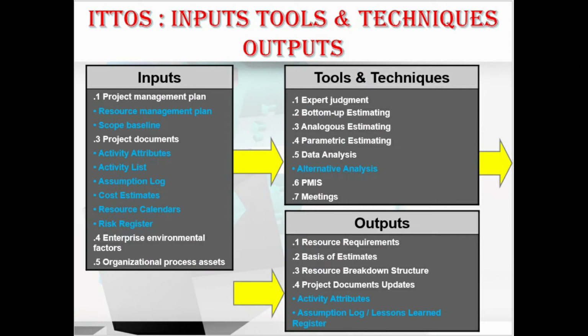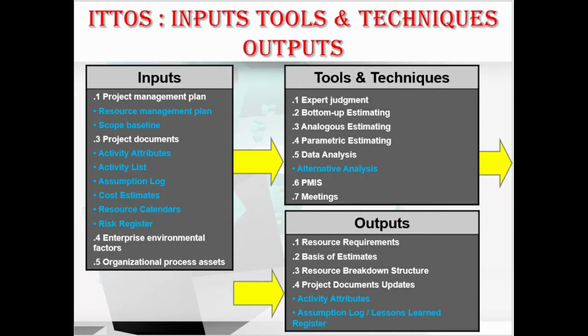In inputs, we have the project management plan, which consists of the resource management plan and the cost baseline. And we have the project documents, which contain the activity attributes, activity list, assumption log, cost estimates, resource calendars, and risk register. And in inputs, we have the EEFs and the OPAs, enterprise environmental factors and organizational process assets.